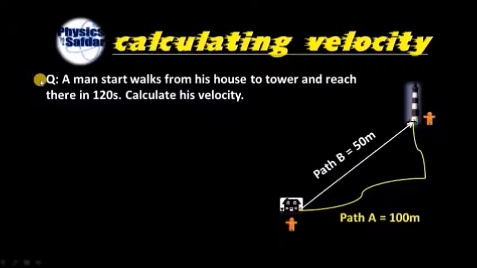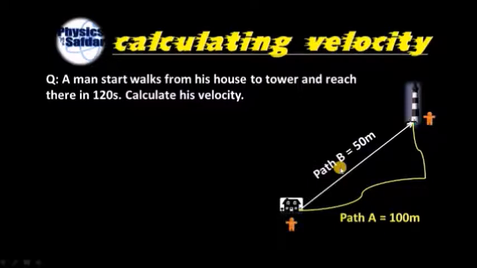How to calculate the velocity of a moving object? This question will help you to understand that one. So let's begin the question. A man walks from his house to the tower and reaches there in 120 seconds. Calculate his velocity. Look at the diagram. This is the house of the person. This is the tower. The man starts his walk from his house and reaches the tower. In the diagram you can see clearly two paths are there. The path A of length 100 meter and the path B has length 50 meter.